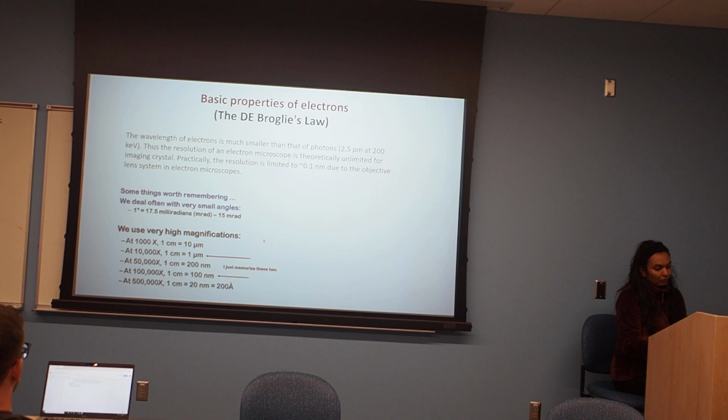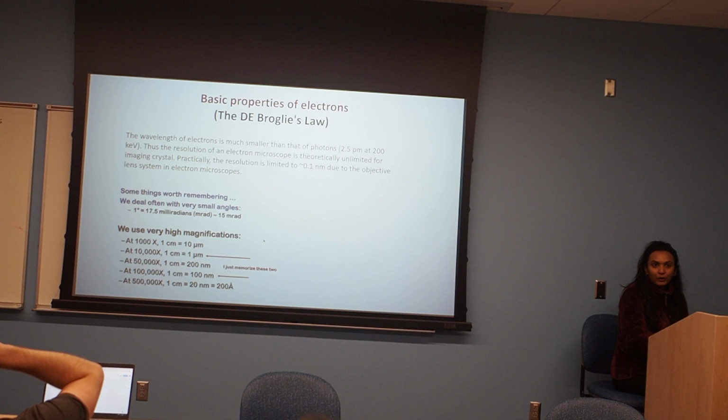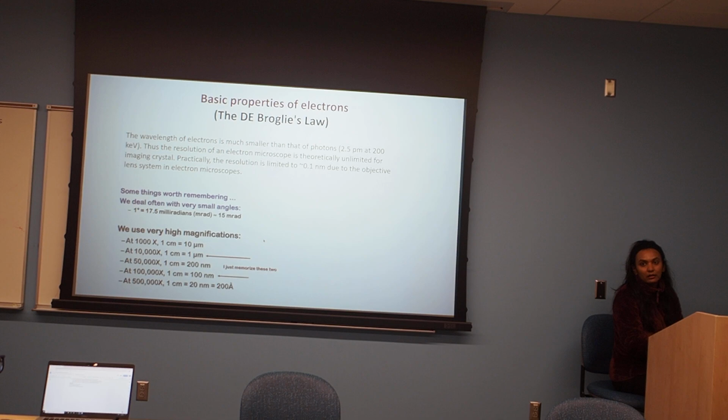This is the scale that we remember. If I give you an image at 10,000 times, and you look at the scale and the scale is 1 centimeter, keep in mind that it is 1 micrometer. This is a direct conversion. If I give you an image at 50,000, and you look at the scale, if 1 centimeter is equal to 200 nanometers, you can directly tell me that this was the magnification at which your image was taken. These are the direct numbers that you should keep in mind.